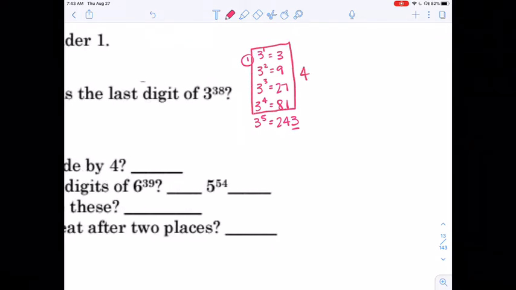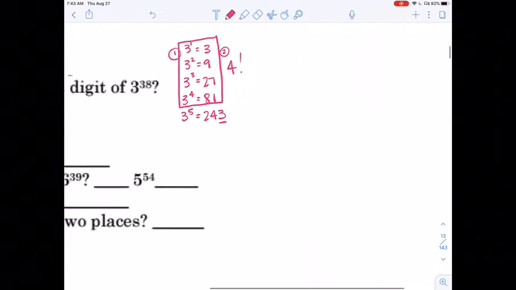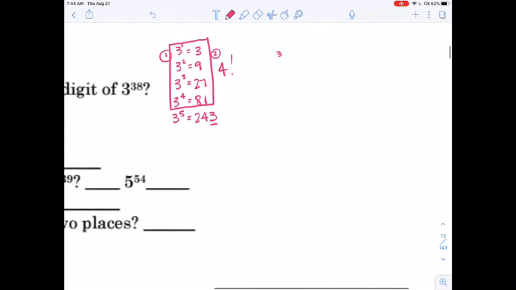So I have 4 pieces in my pattern. There's that second answer that we need. So the third piece in our process is to take our exponent, 38, and divide it by our number of pieces, 4. So 4 will go into 38 9 times. That gets me to 36 with a remainder of 2. So I'm going to go through this process 9 times, 3, 9, 7, 1. And I'm going to have 2 cards left in my hand. I'm going to hand out the 3, and then I'm going to hand out the 9.